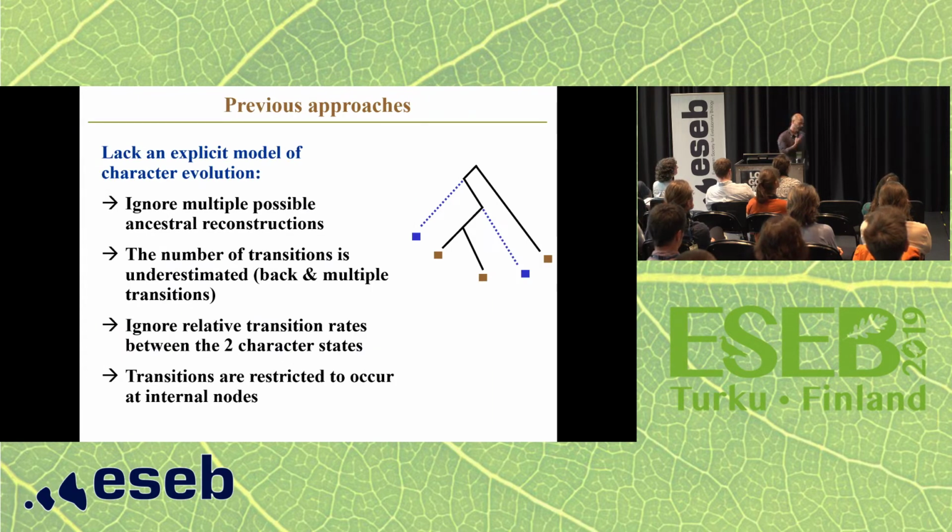Okay, so just to sum up what existing or previous approaches lack, first of all, as with every maximum parsimony approach, we ignore multiple substitutions occurring across the phylogeny. We ignore back transitions. So to sum up, the number of trait transitions is obviously underestimated. And as I said, transitions are assumed to occur only at internal nodes of the tree.